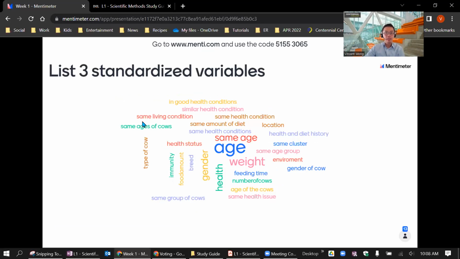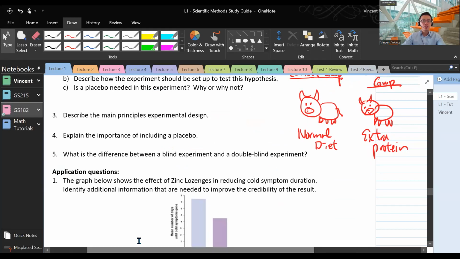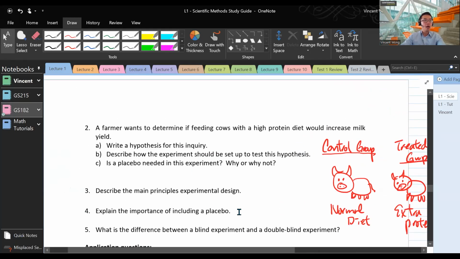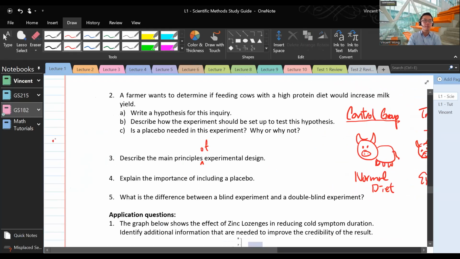Let's go back to our study guide. Describe the main principles of experimental design. So in general, when we design an experiment, we want the groups to be randomized.